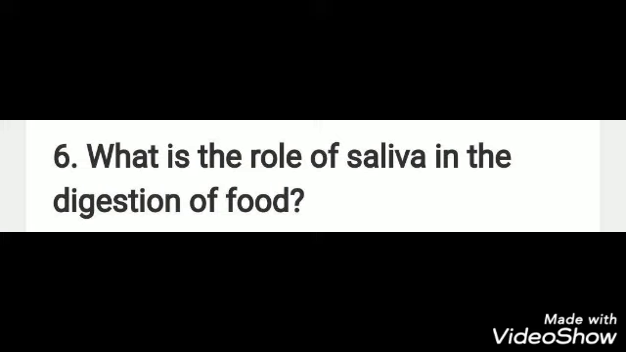The food is mixed thoroughly with saliva and moved around the mouth while chewing. So we can say that saliva plays an important role in digestion and absorption of food.